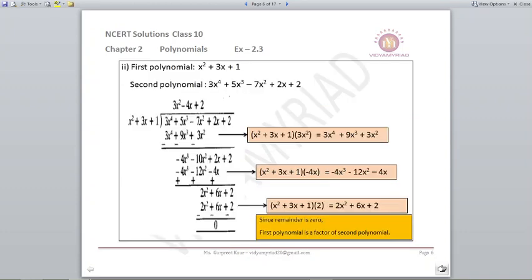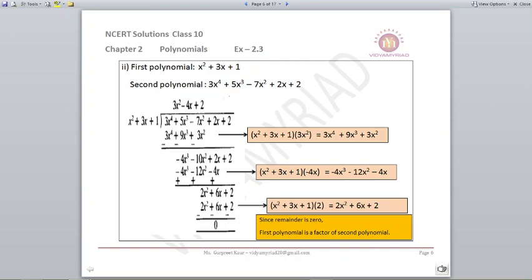Let's do the next one. x square plus 3x plus 1 is your first polynomial and the second polynomial is 3x raised to power 4 minus 5x cube minus 7x square plus 2x plus 2. So divide it very carefully, step by step, don't do it in your mind. Use your rough column, take it to your right side and do everything step by step. Don't think that it's very easy and you will do it in your mind. There can be errors relating to the minus or plus signs, so please do it.